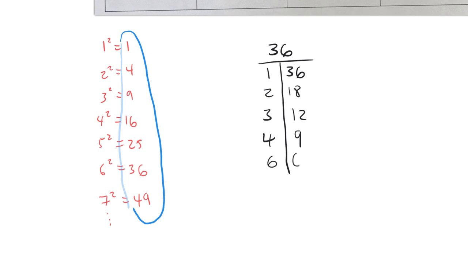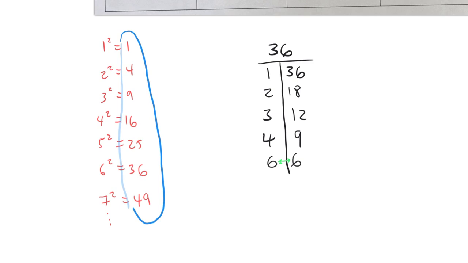It turns out 6 times 6. Now, once you get into a situation where the number in the left column and the number in the right column get really close, or are the same, in this case it's the same, then you know that you're actually done with the whole process. And it turns out that these are all the factors of 36.